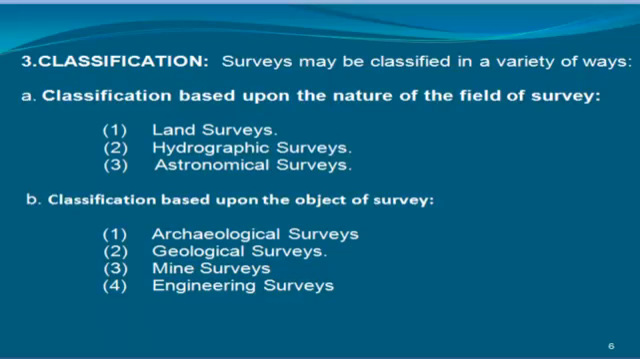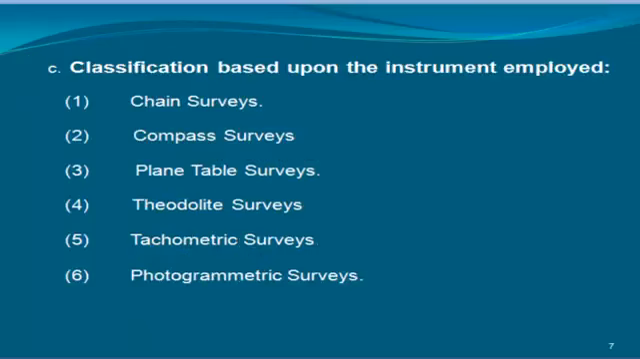And fourth is engineering surveys. These are conducted for the determination of quantities for design and estimation of projects. Next classification is classification based upon the instrument employed. It includes chain surveys, compass surveys, plane table surveys, theodolite surveys, tachometric surveys and photogrammetric surveys. These surveys we are going to discuss in detail in our next lectures.